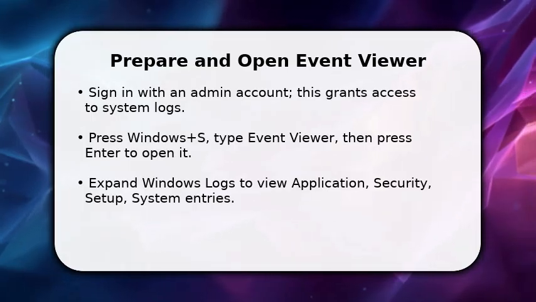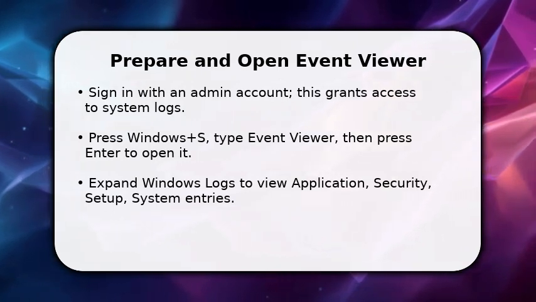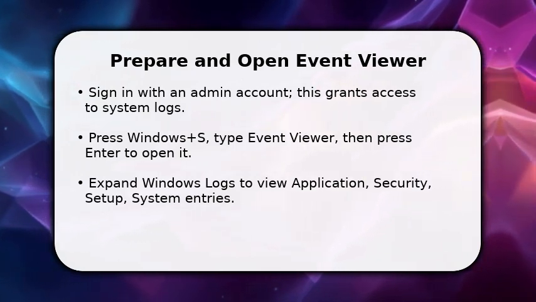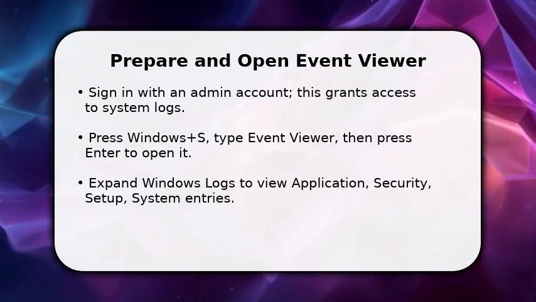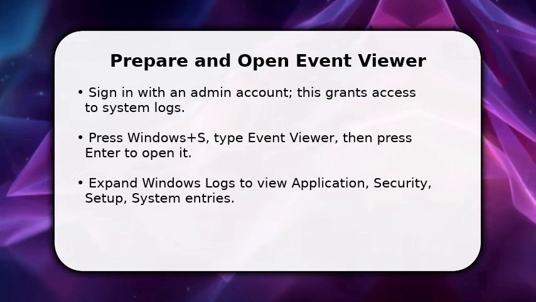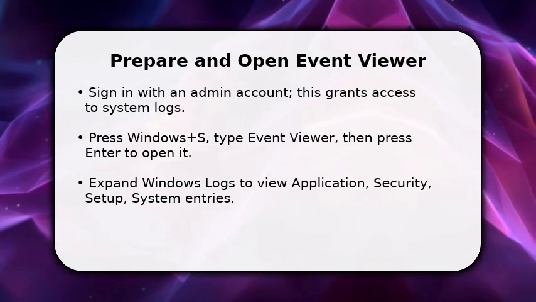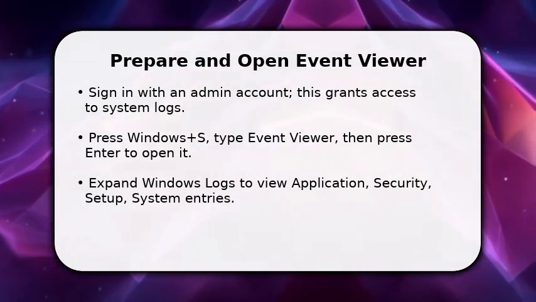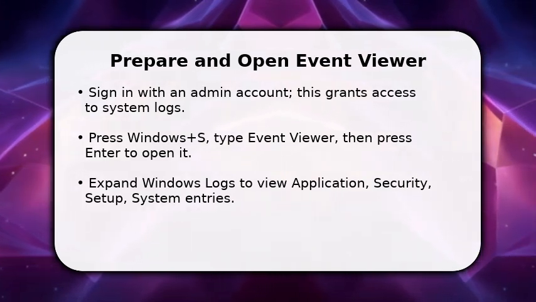You start by using an administrator account because many logs require elevated access. Once signed in, press Windows plus S and type Event Viewer. Open it immediately. In the left pane, expand Windows Logs to reveal application, security, setup, and system categories. This matters because each category collects different events. For example, system records driver and OS errors, while application stores program-level notices. Make sure to keep the Event Viewer window available for the next retrieval steps.